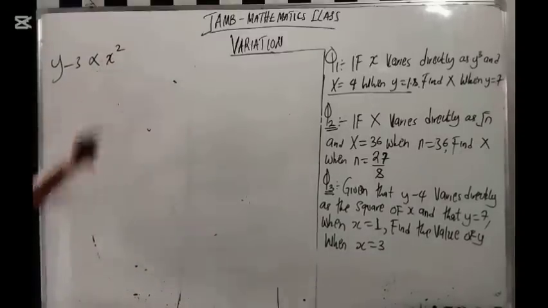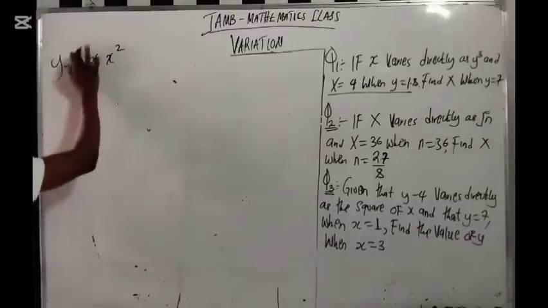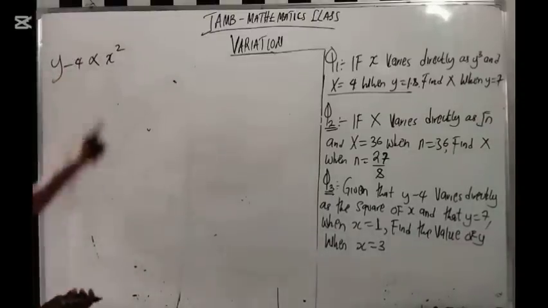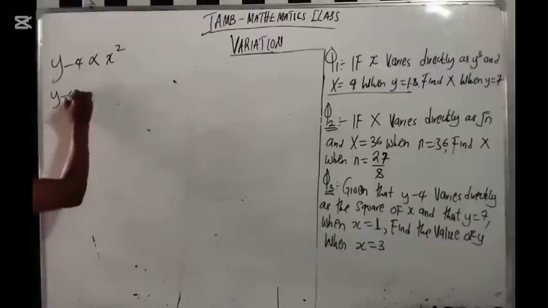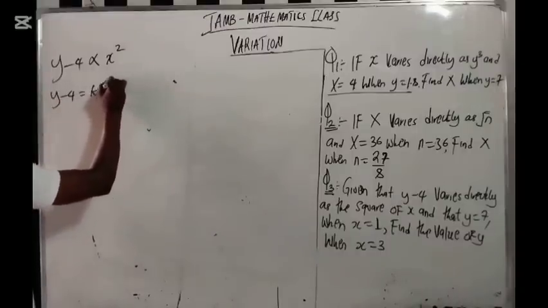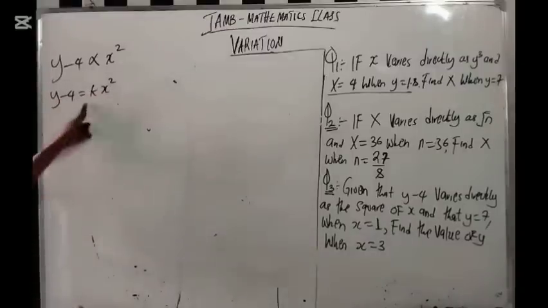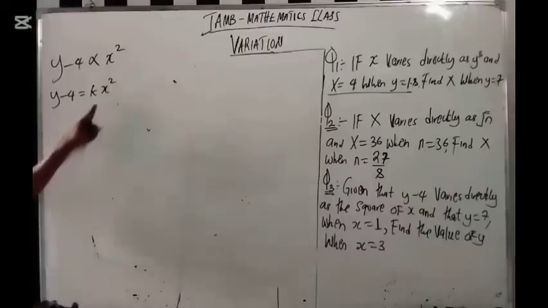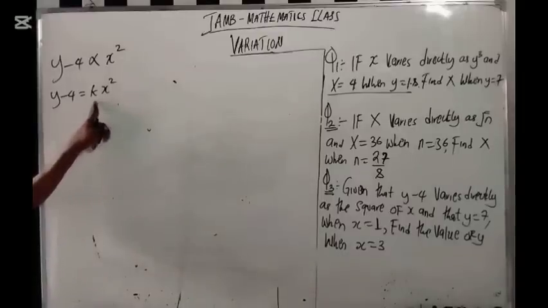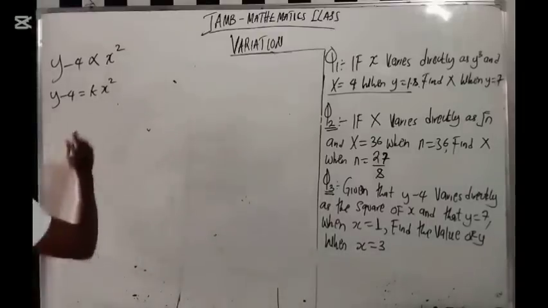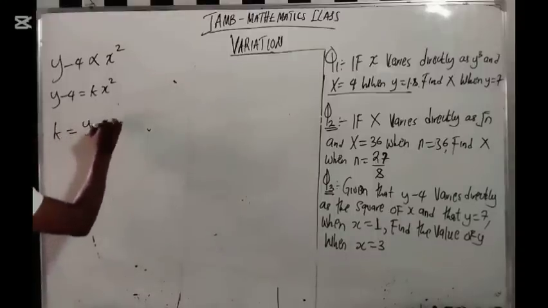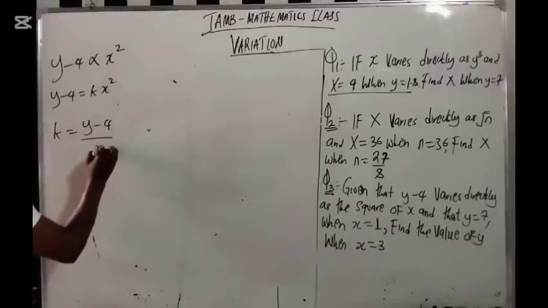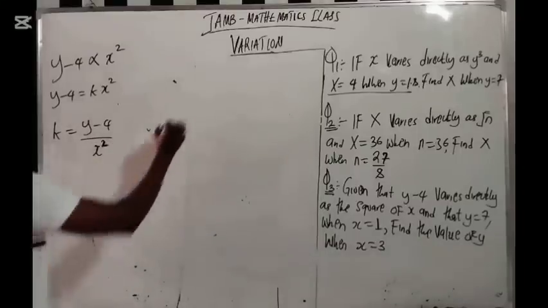So let's introduce our constant. Here we have y minus 4 equals k x squared. Can you see what you have here? If I should make k my subject of formula, it's very easy. Divide both sides by x squared, right? So here we have k equals y minus 4 over x squared. Hope you understand.